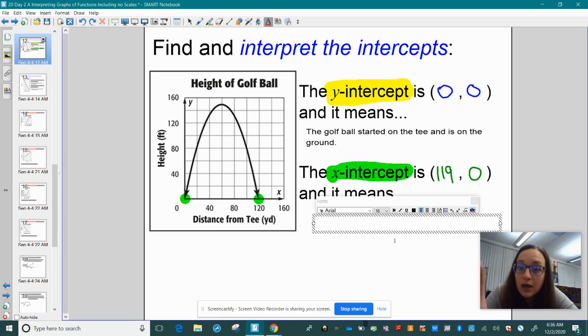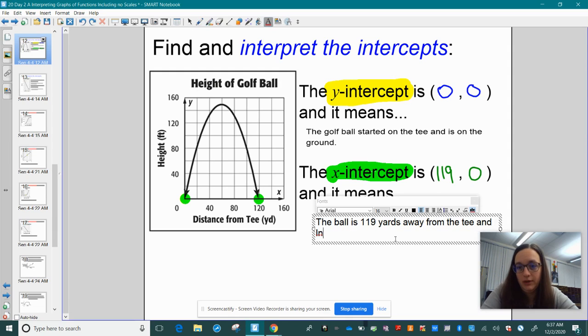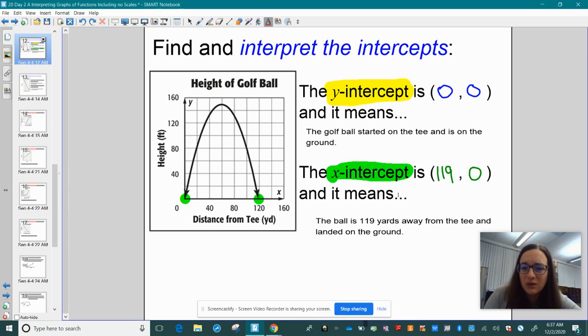So our x-intercept is 119, our x-coordinate. So the ball is 119 yards away from the tee and landed on the ground. Right? You can put that, implied that, hey, we know it went up and then back down. It hit the ground at the end. Or you could even put it ended on the ground if you wanted to, because that's our end behavior for our graph, it ended right on the ground. All right, so that's kind of what we're doing here. We're making some sentences with our numbers and interpreting what it means in our real life situations.